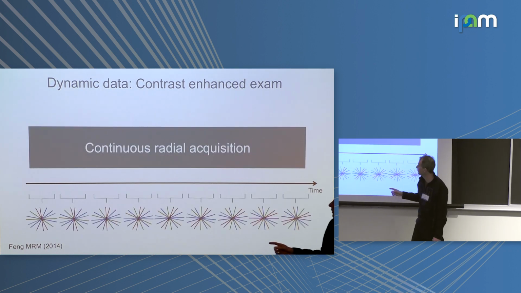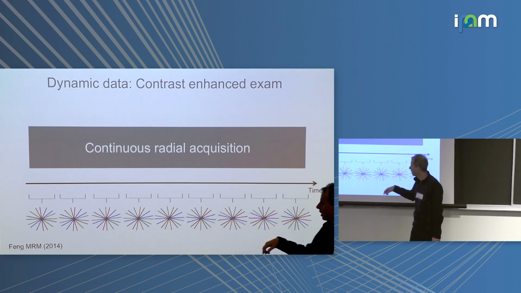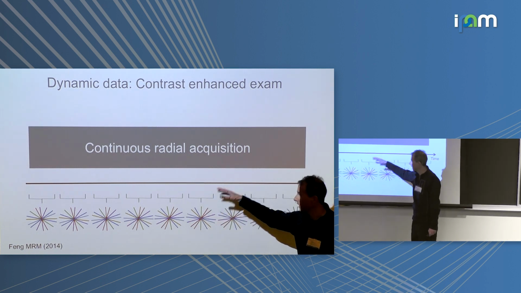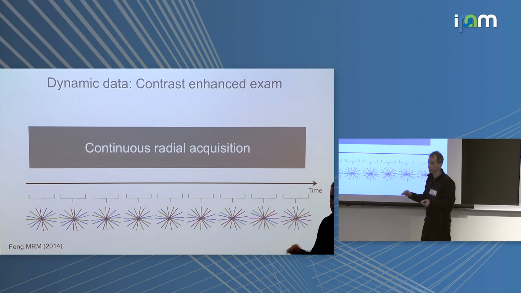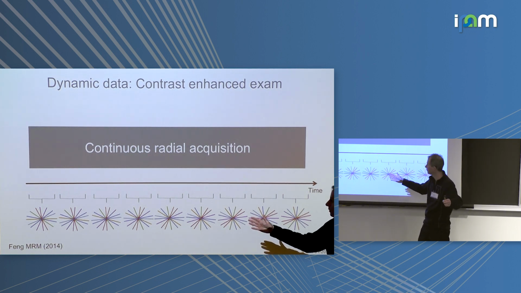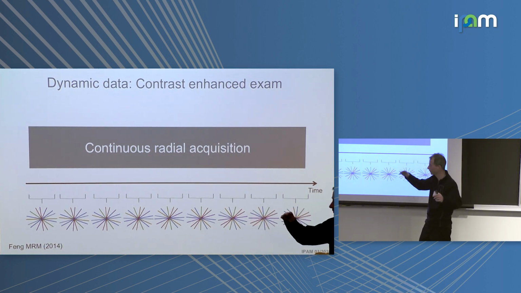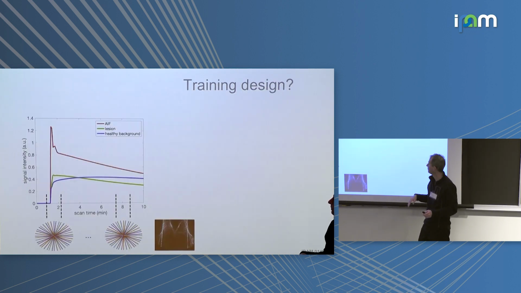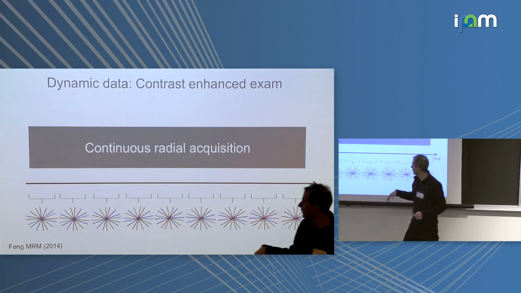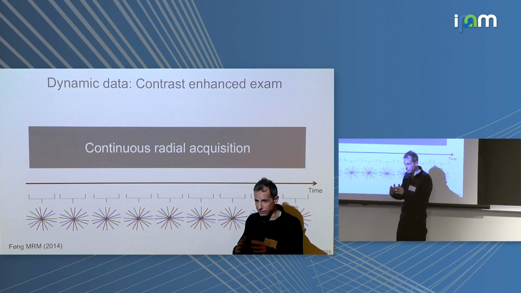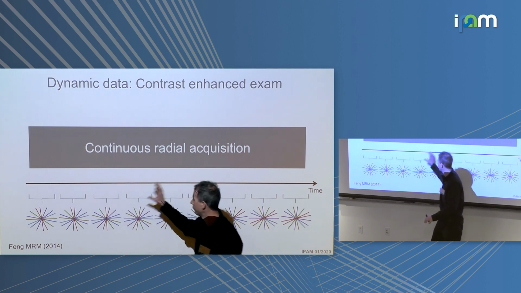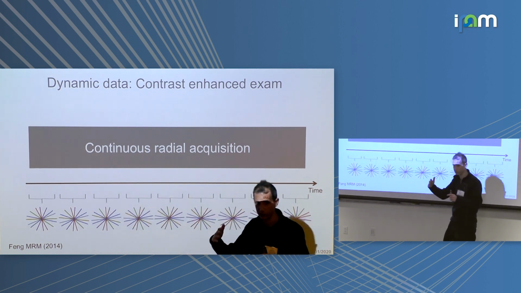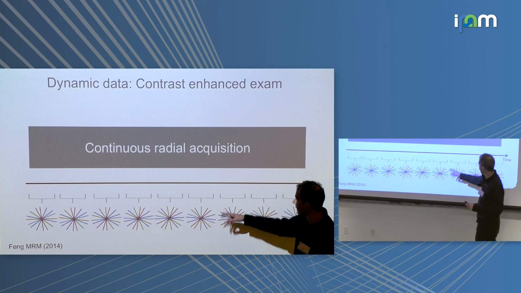So one thing that we developed at NYU a while ago is this continuous radial acquisition, where you just sample during free breathing, and what you get is essentially a real-time video type of sequence of MR images while the contrast is injected. Then at the stage when you reconstruct the images, you can group them together for certain time frames to have this trade-off between temporal and spatial resolution. So this is on the acquisition side.